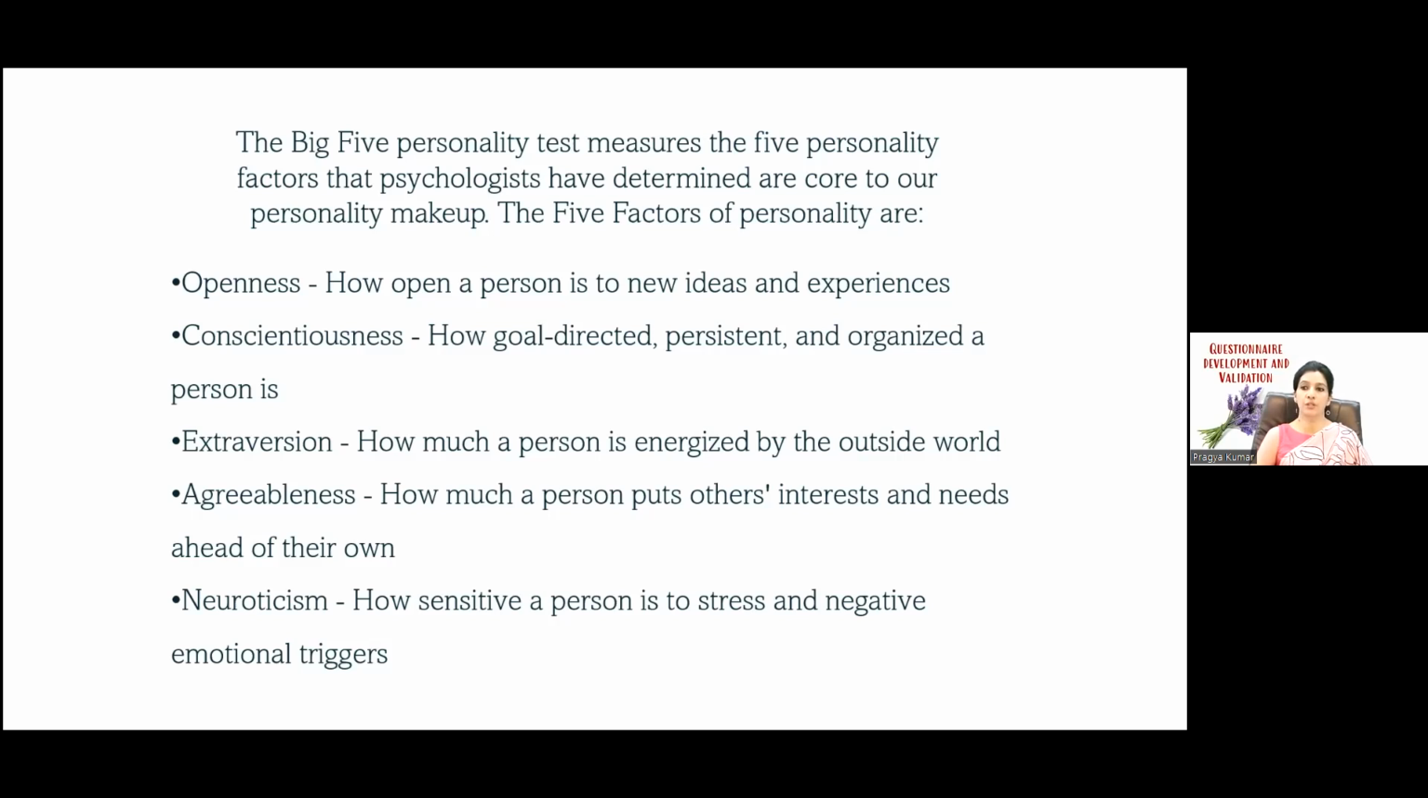So each of these 5 personality factors has 10 items. So there are 50 items in total. 10 for openness, 10 for conscientiousness, 10 for extraversion, 10 for agreeableness, and 10 for neuroticism. So we have taken the data from that bank, and we will show you how to do the exploratory factor analysis on that data.